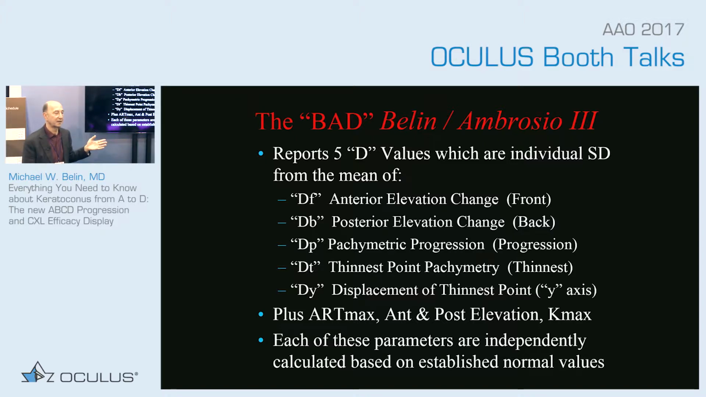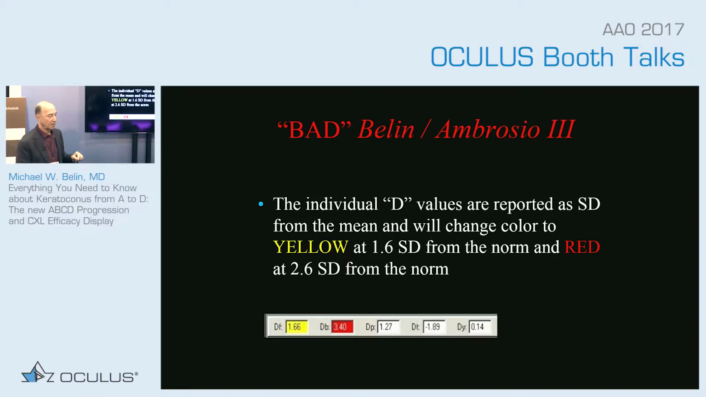The only reason we have K max in there is that people wanted it. It adds nothing to the regression analysis. It's actually a very poor performing parameter. There's also some confusion when people see these color-coded. Each parameter individually is color-coded based on its deviation from normal. It will turn yellow at 1.6 standard deviations and will turn red at 2.6 standard deviations from the norm. It is not uncommon to see individual parameters in a normal eye that may be yellow or red, okay?